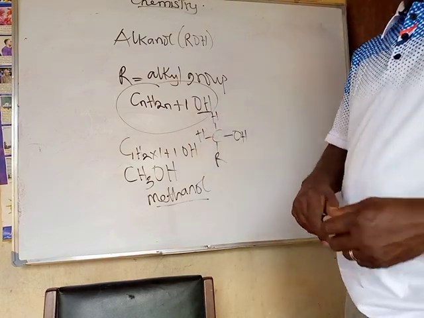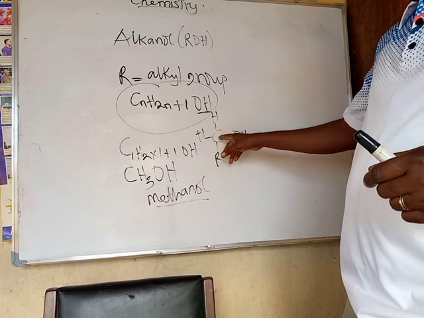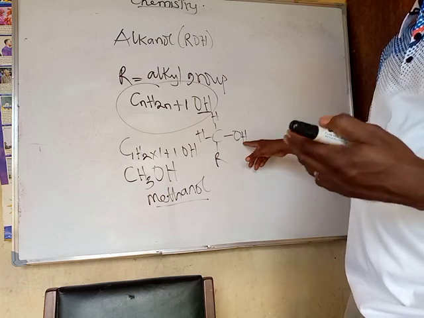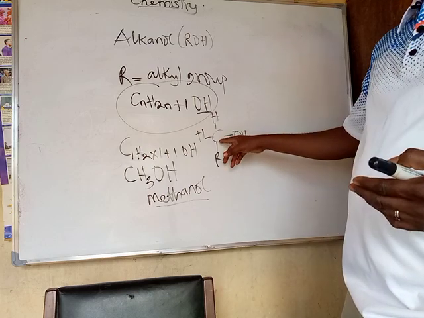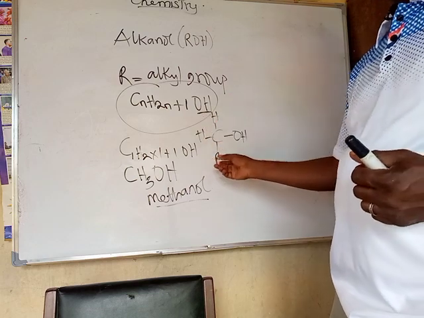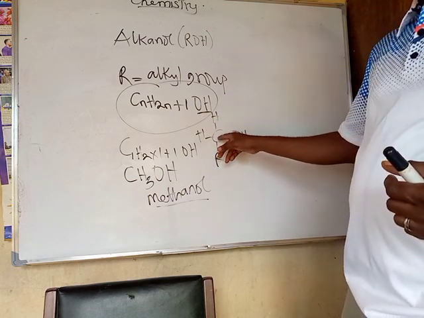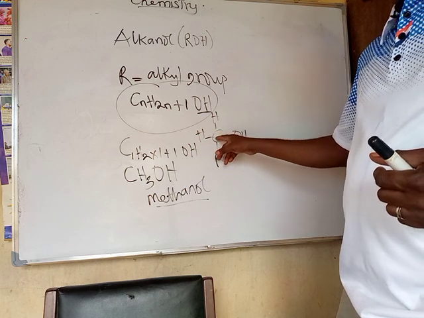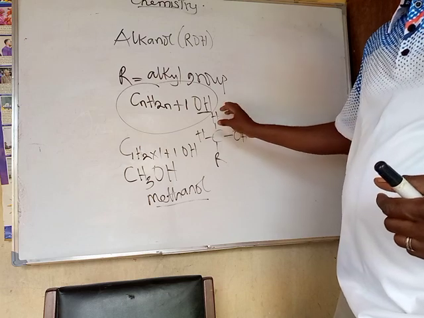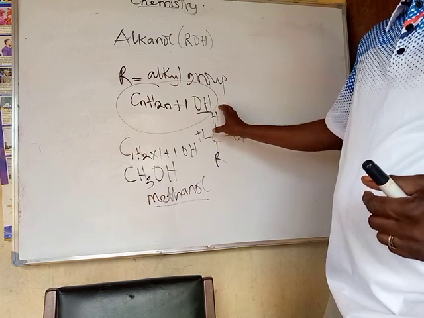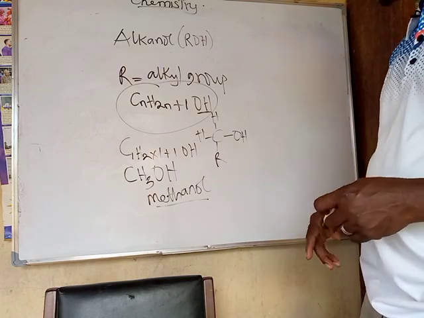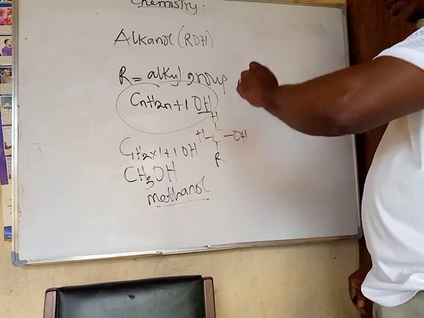If you want a little structure, I have put it on the board. This carbon that is carrying the OH is what we call the carbonyl carbon. If you watch it very clearly, it has two hydrogens attached to it. Let me say it again. The carbon carrying the functional group is attached to two hydrogens and also an alkyl group. So this is an example of a primary alkanol.